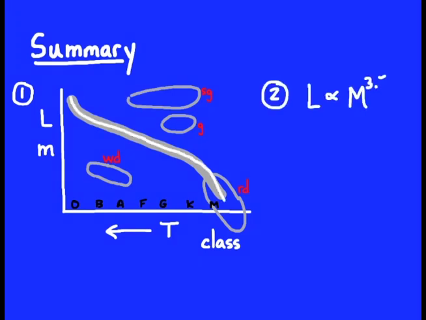And for main sequence stars, the relationship between luminosity and mass is luminosity is directly proportional to mass to the exponent 3.5. Probably easier when it's written as a proportion. L over m to the 3.5, and comparing it to that for the Sun, equals L naught, luminosity of the Sun, over mass naught, mass of the Sun, to the 3.5.